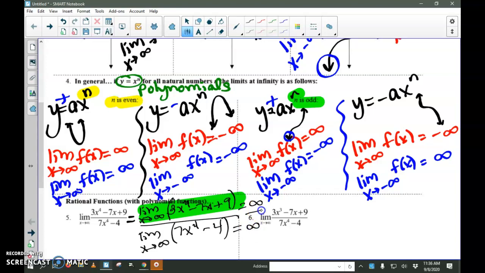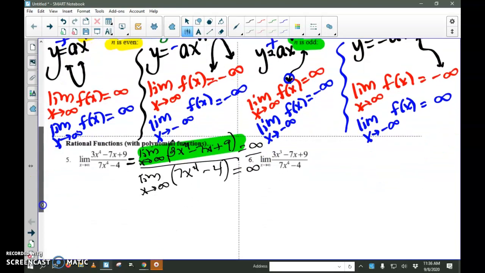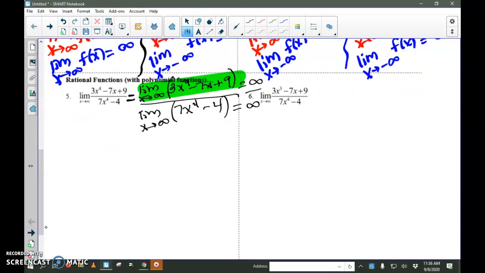Well, infinity divided by infinity is an indeterminate answer. We talked about this when we evaluated limits analytically. So I can't have infinity divided by infinity, which means that I need to take a look at another option.